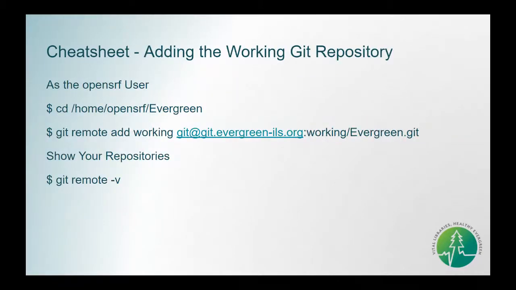I do have a cheat sheet for adding the working repository. When you use the Ansible script to install your system, it adds the Evergreen Git repository, which is where the real Evergreen code lives, to your virtual server. So when you install that, you're installing a master system, which is the up-to-date code for Evergreen.